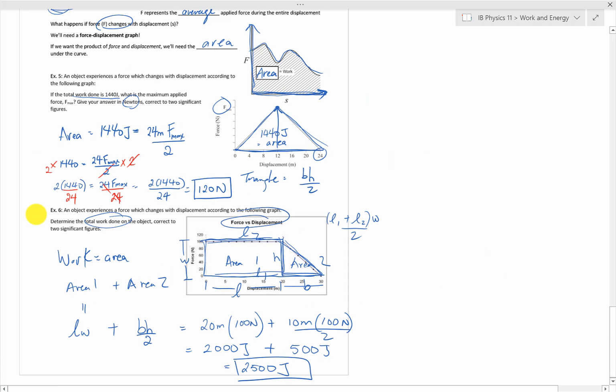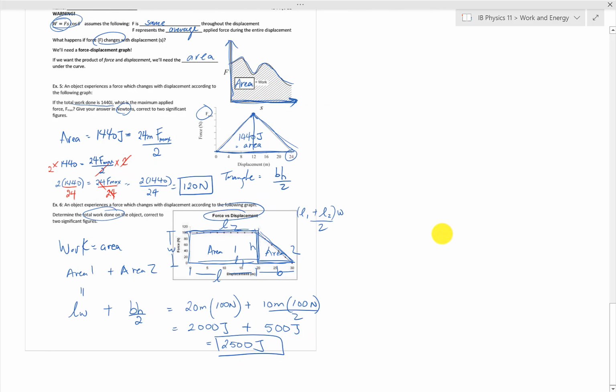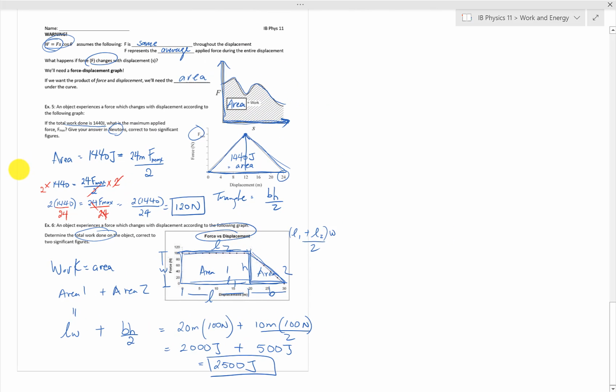Something for you to be aware of when you are dealing with problems is that the area underneath a force displacement graph gives you work. So hopefully you learned something in this video that you can apply in your problems.